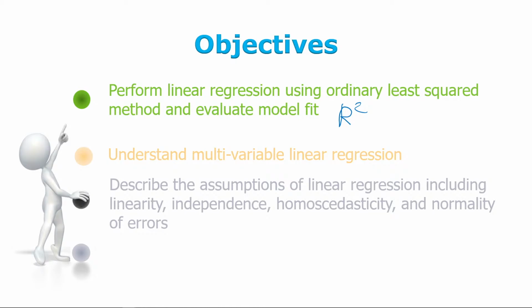Then understand multivariable regression. I will show you an example of a multivariable regression and discuss how I solved it. And whether linear or non-linear, we should also describe the assumptions of linear regression. Whether single variable or multivariable, the assumptions include linearity, independence, so that your data is linear, your data is independent, your data has constant variance, and normality of the error, meaning your error or residual follows a normal distribution.